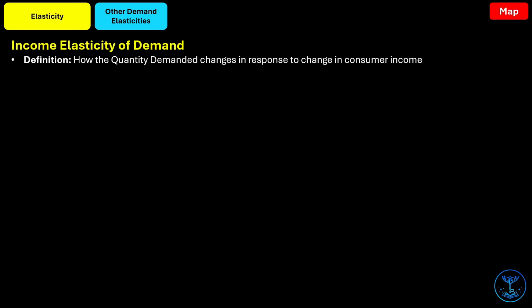All right, so now looking at other demand elasticities. We have income elasticity of demand. Its definition is how the quantity demanded changes in response to a change in consumer income. So the income elasticity of demand formula: EDI is equal to income divided by your quantity of demand times the change in quantity of demand divided by your change in income.